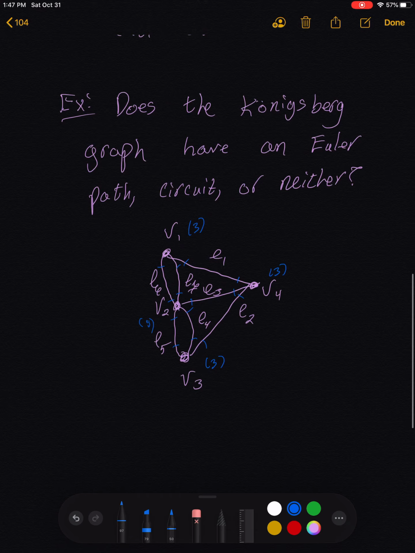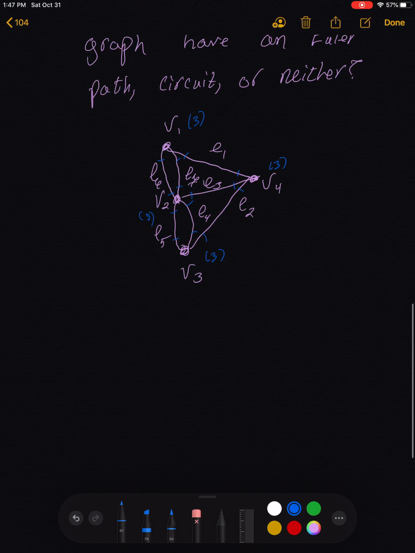So the question was, does it have a path, circuit, or neither? It has neither. And just to note why, it's because there are 4 odd vertices.